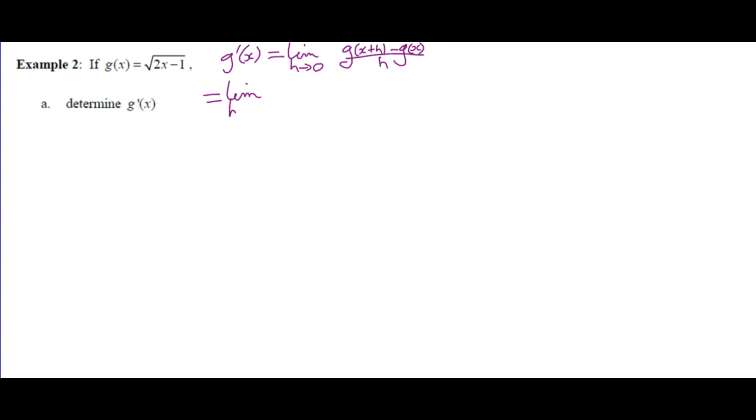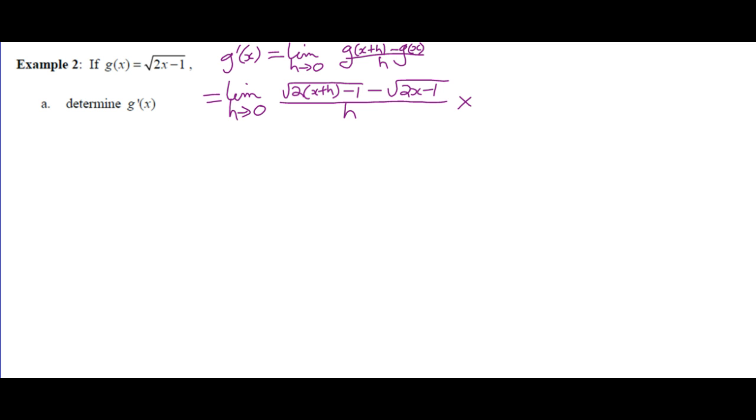Equals the limit as h approaches 0. So g of x plus h is going to be what? The square root of 2 times x plus h minus 1, minus g of x, which will be the square root of 2x minus 1, all over h. Now, how do we get the h out of there? We're going to have to rationalize the numerator, right? And in doing so, hope that a factor of h pops up, which can then be canceled.